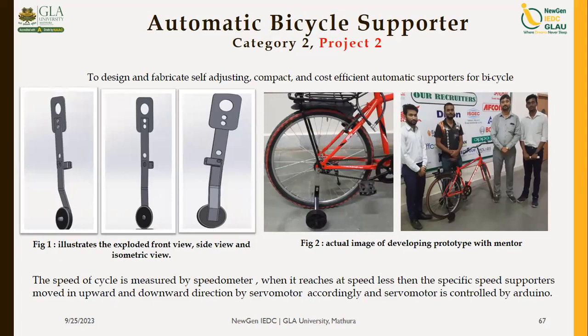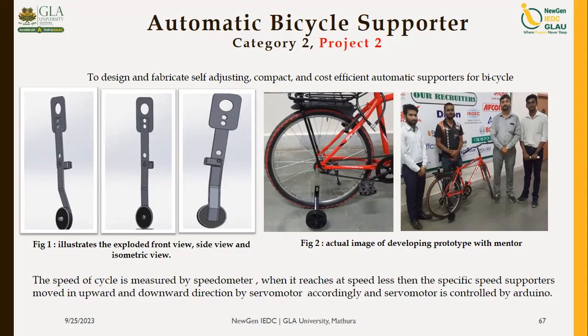This is a very simple one, the automatic bicycle supporter. This is just like an aeroplane. If the speed of this cycle increases, the small wheels on both sides of the cycle come up. Suppose any learner wants to learn how to run the bicycle without support, this automatic bicycle supporter will support him or her to learn bicycle riding.